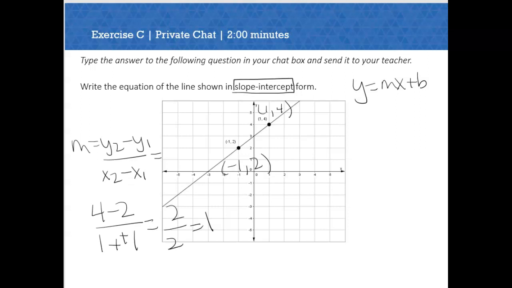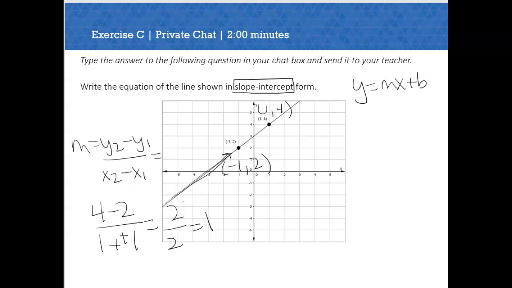So another thing to keep in mind, if this is going up as you're reading it left to right, your slope is positive. If you have a slope line going down as you read it left to right, this slope is negative. So that's a good way for you to check your math. Don't just put a positive or negative. You need to check your math. But that's just a good way to take a look at it.